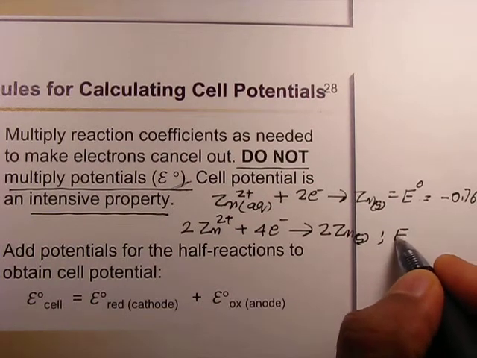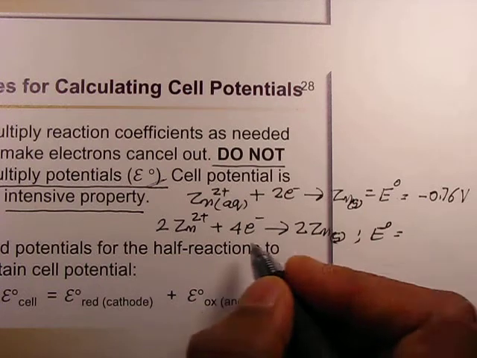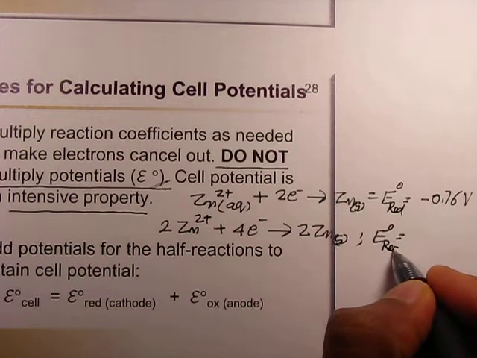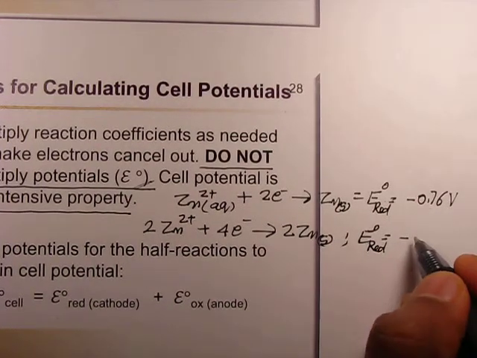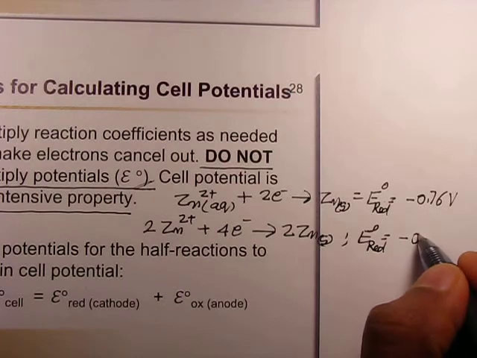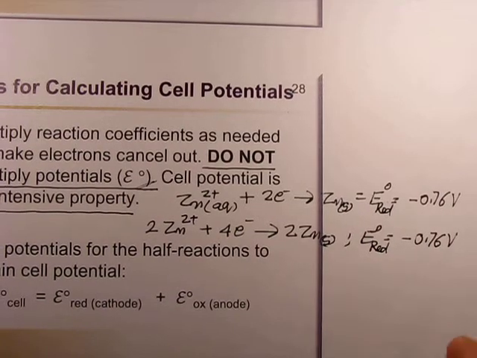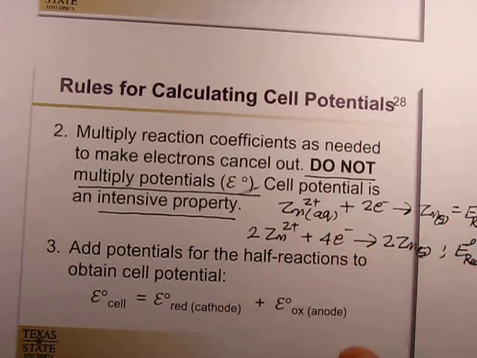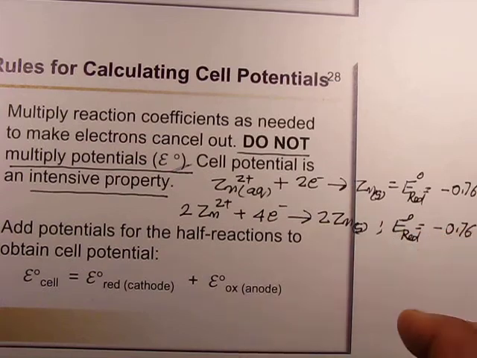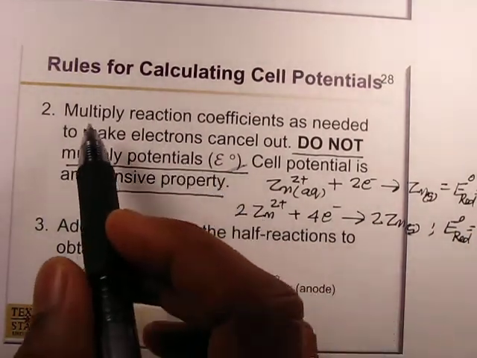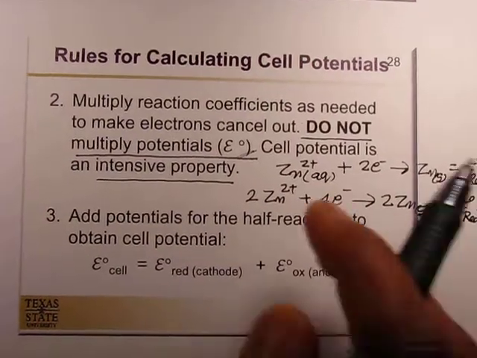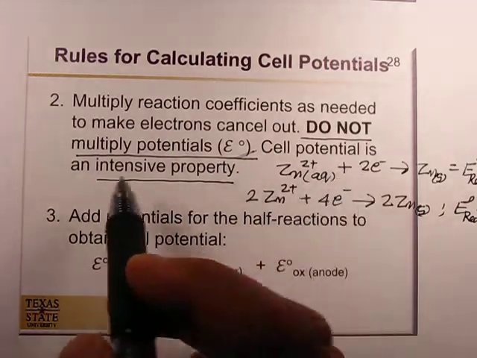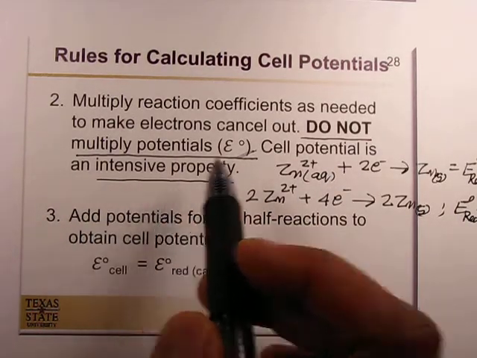Then the E reduction potential for this reaction, even after multiplying, we need not multiply it, it still will remain the same value, negative 0.76, right. So whether you do the reaction one time, 100 times or a million times, the E reduction potential doesn't change. That is why it says to multiply reaction coefficients as needed to make electrons cancel out. Do not multiply E cell potential because it is an intensive property.